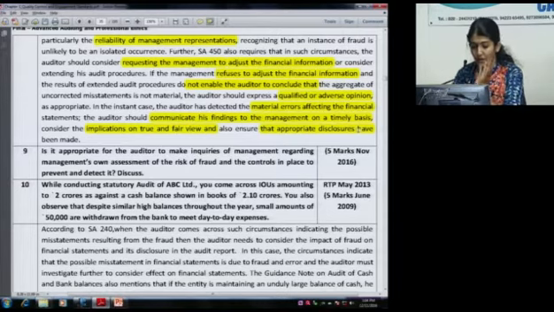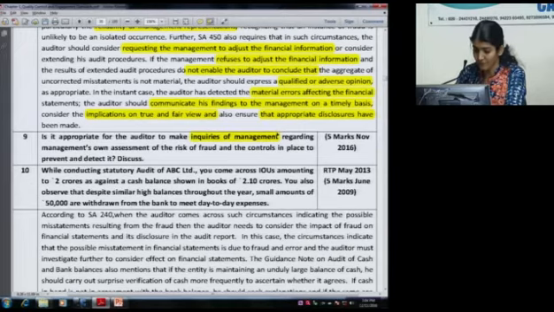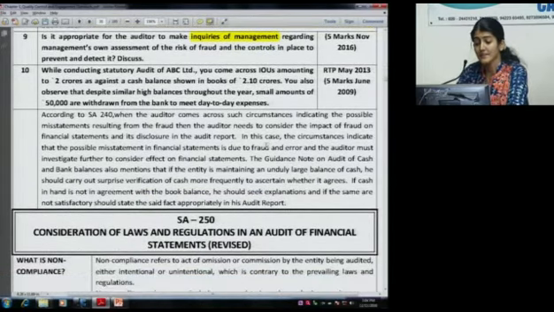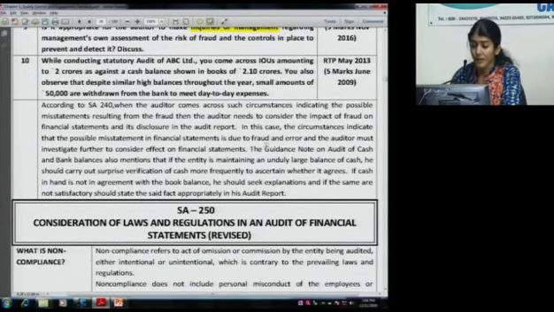Question number 9, we've already seen inquiries of management. And the last one: while conducting the statutory audit of ABC Limited, you came across certain IOUs amounting to 2 crore as against a cash balance of 2.1 crore shown in the books. You also observe that despite similar high balances, small amounts of 50,000 are withdrawn from the bank to meet day-to-day expenses. So again, 2 crore shown as against actual 2.1 crore in the books, and in spite of 2 crore of balance, every day 50,000 is withdrawn from the bank to meet day-to-day expenses.